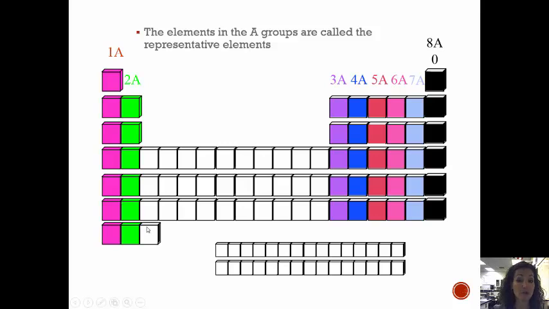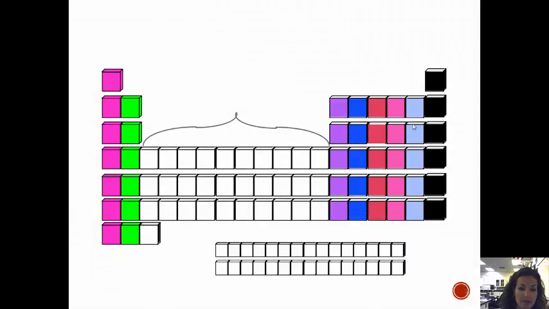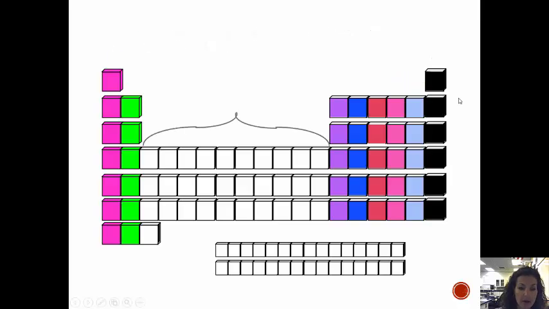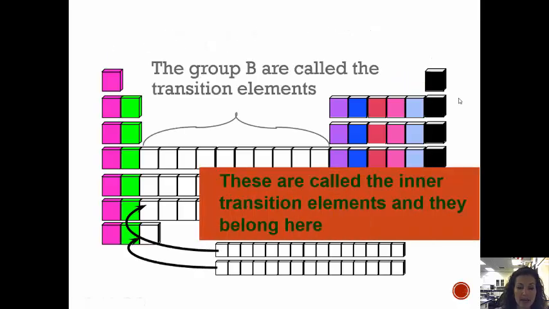You'll see the groups called either group 1, 2, 3, 4, 5, 6, 7, and 8, or 1A, 1B, 1A, 2A, 3A, and that sort of thing. They're the main group elements, and they all have names. The ones we focus on the most in terms of names are 1, 2, 7, and 8. Like I mentioned a minute ago, group B elements are the transition elements. These guys right here, I said, belong over here, and they're the inner metals.